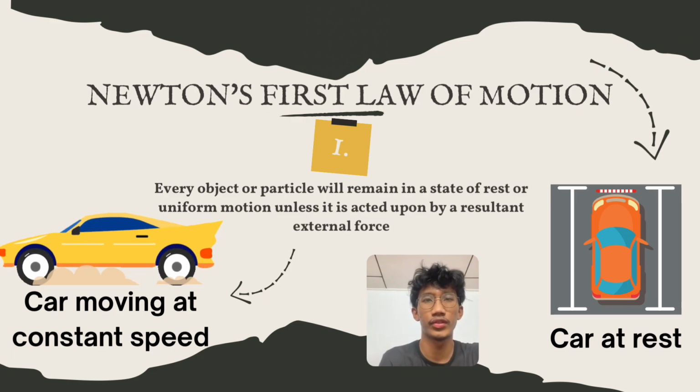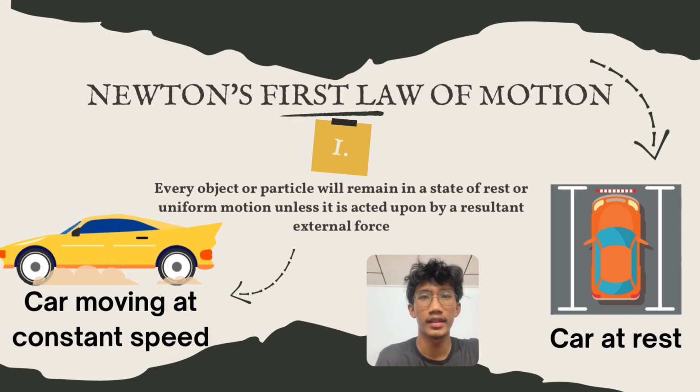Newton's first law of motion is called the law of inertia. It states an object at rest stays at rest and an object in motion stays in motion at constant velocity unless acted upon by an external force. This means things don't just start or stop moving by themselves. They need a force to cause that change.